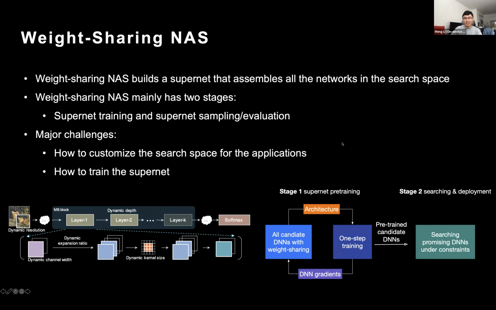For weight sharing NAS, there are two major challenges. The first one is how to customize the search space, which is also definitely shared with other NAS methods as well. And the second challenge is more specific to the weight sharing NAS, which is how to train the supernet efficiently.